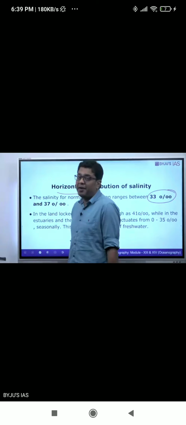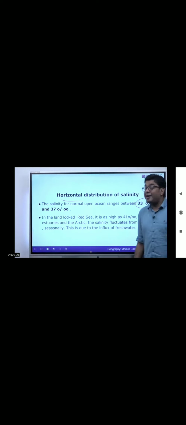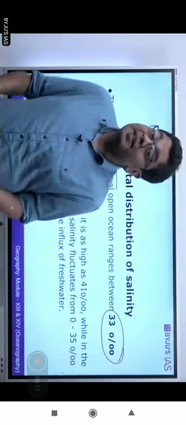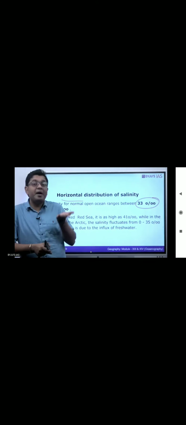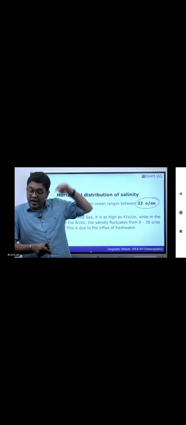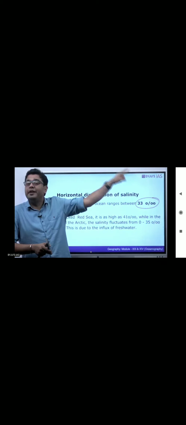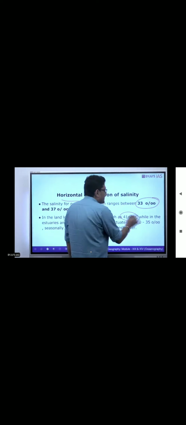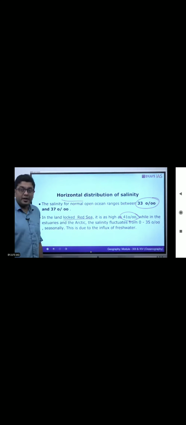37, while the average is taken to be 35 parts per thousand. In landlocked areas, in the lower latitudes, what will happen? The temperature will be higher. Temperature being higher means what? There will be more evaporation. More evaporation means what? There will be removal of water. That will lead to increased salinity. So, in landlocked Red Sea, you will find that salinity is as high as 41 parts per thousand.